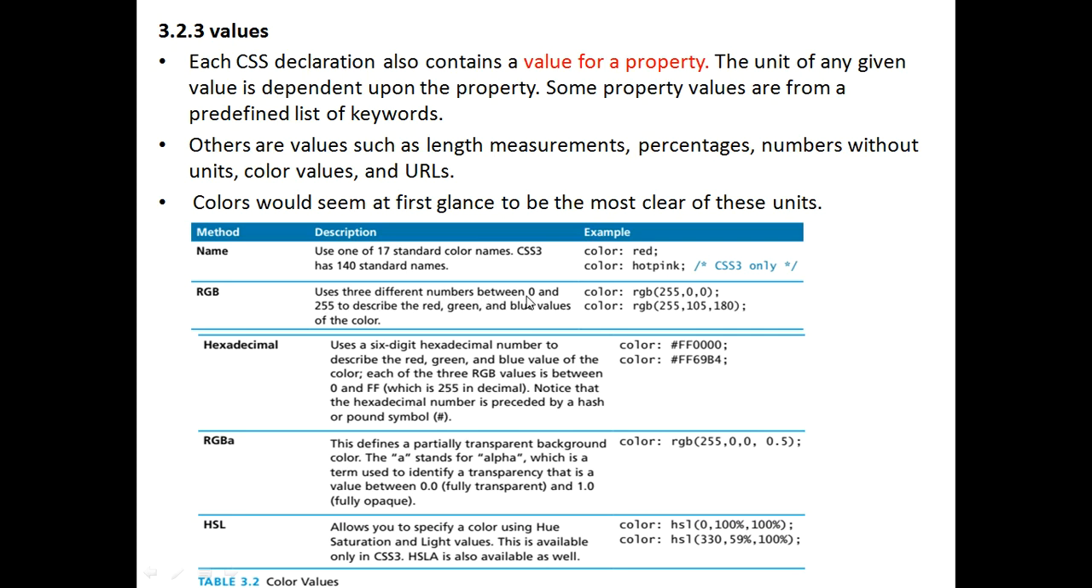Uses 3 different numbers between 0 and 255 to describe the red, green, and blue values of the color. You can consider this is a portion of red, this is a portion of green, and this is a portion of blue. If you give 255, 0, 0, you are giving maximum strength to the red, 0 to the green, 0 to the blue.